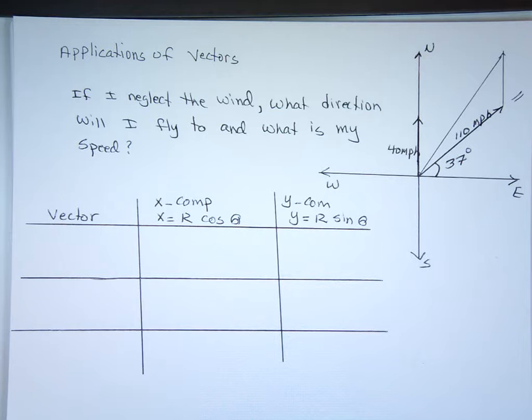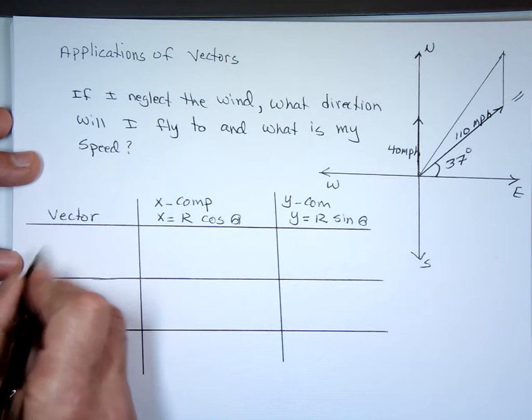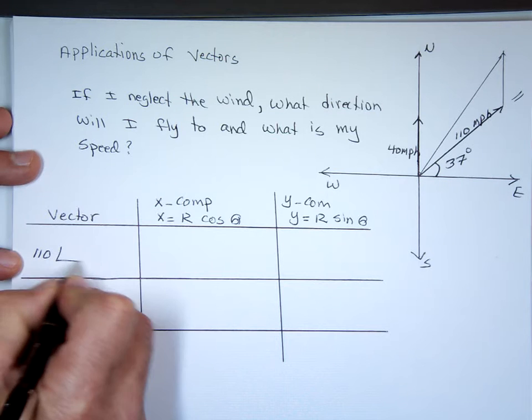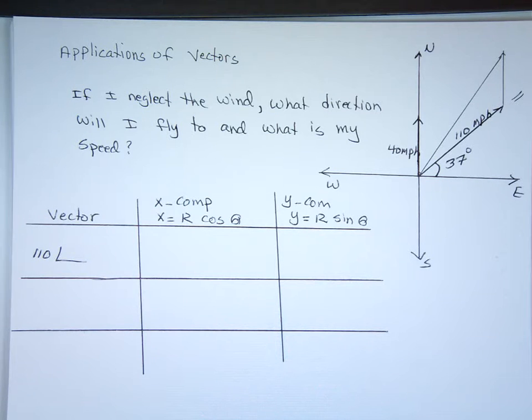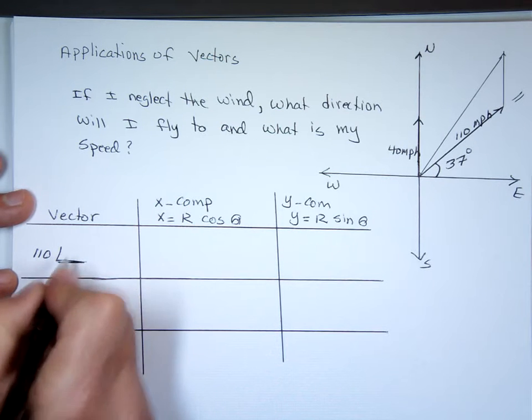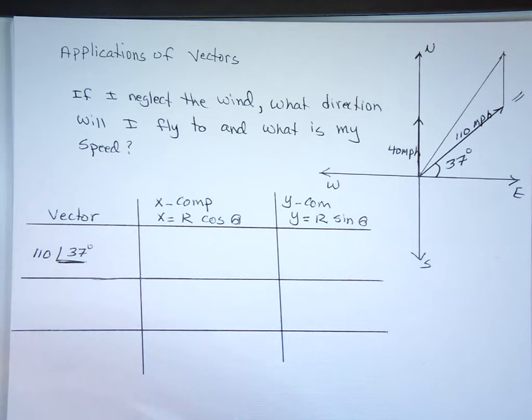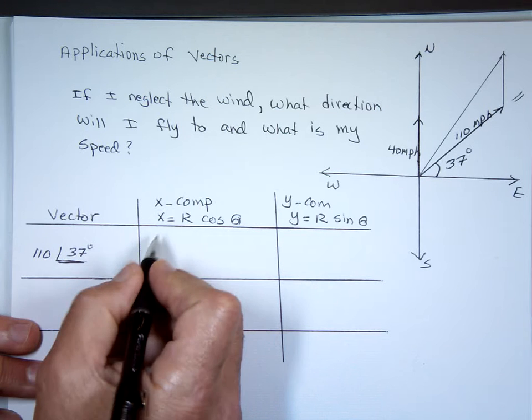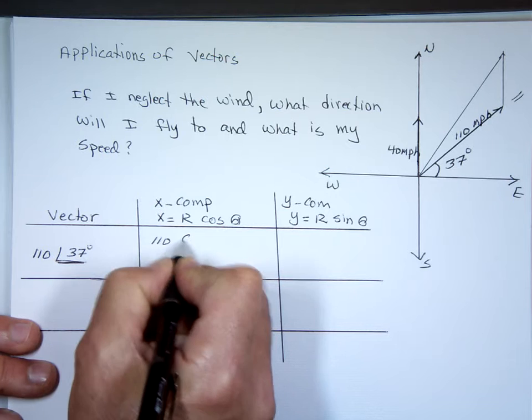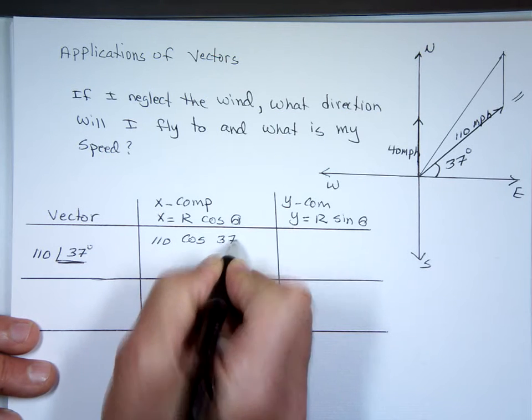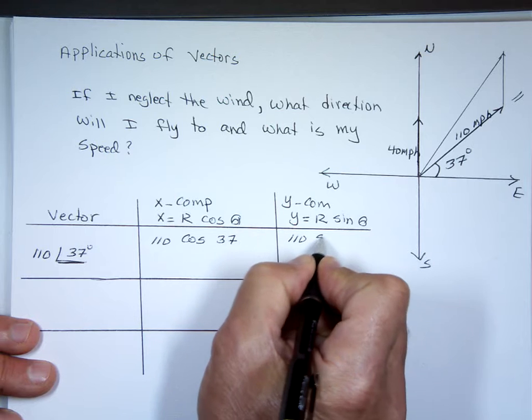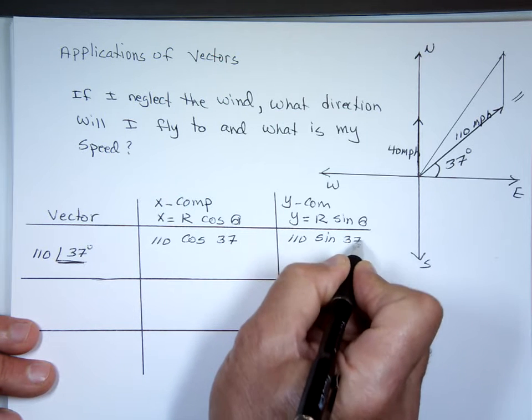So my first vector is the airplane. Vector A is the airplane. The airplane has a speed of 110. In which direction do I have the plane pointing? As a pilot, I just put in 37 degrees, and I set the autopilot to 37 degrees to go in that direction. So my x component is going to be 110 cosine 37, and my y component is going to be 110 sine of 37 degrees.